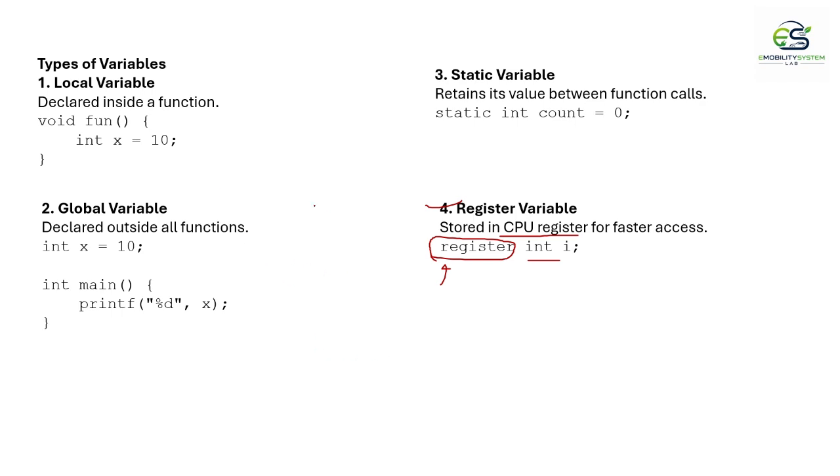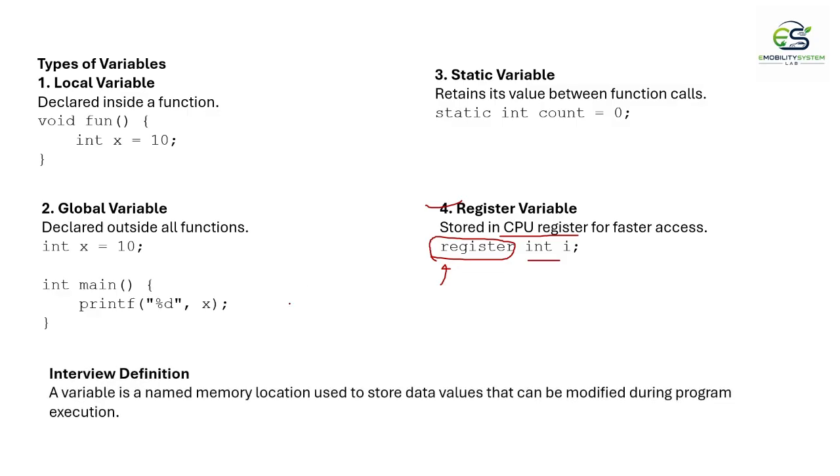Guys, in interviews such kinds of questions are highly asked. Now we will see one very important interview definition. What is a variable? This is a good definition: a variable is a named memory location used to store data values that can be modified during program execution. You need to give this kind of definition in the interview. When you want to crack an interview related to C programming, you have to prepare every topic of C programming.